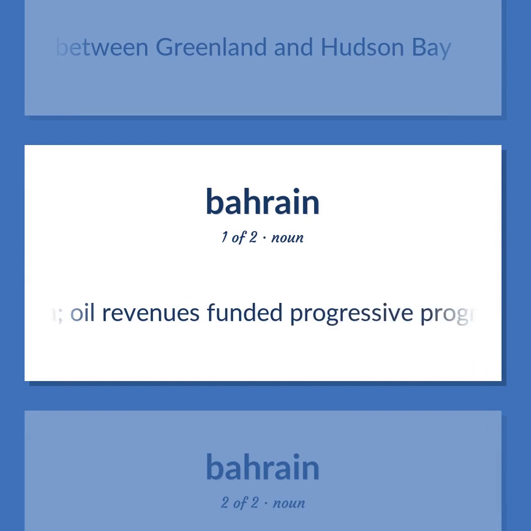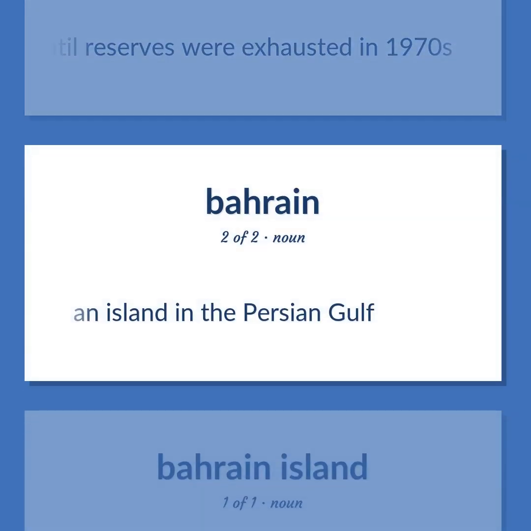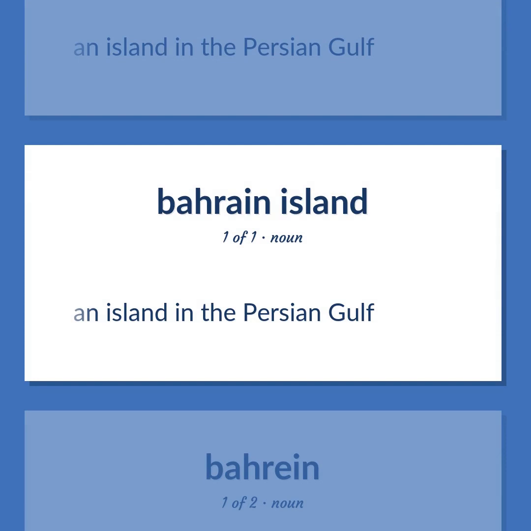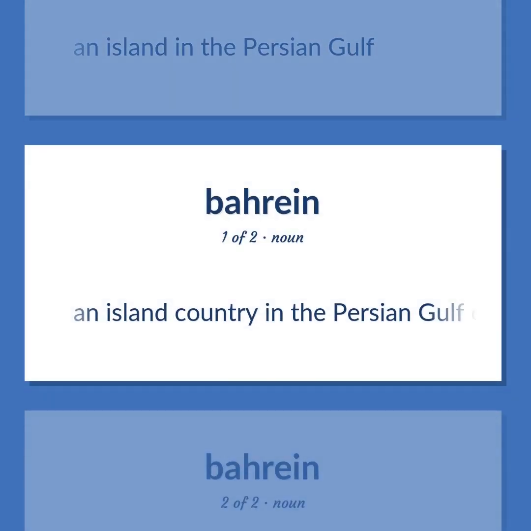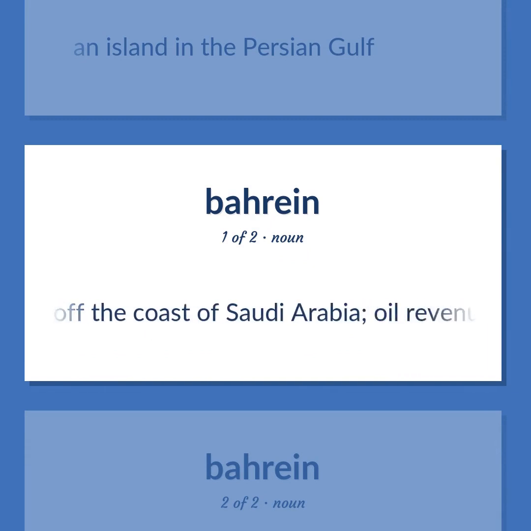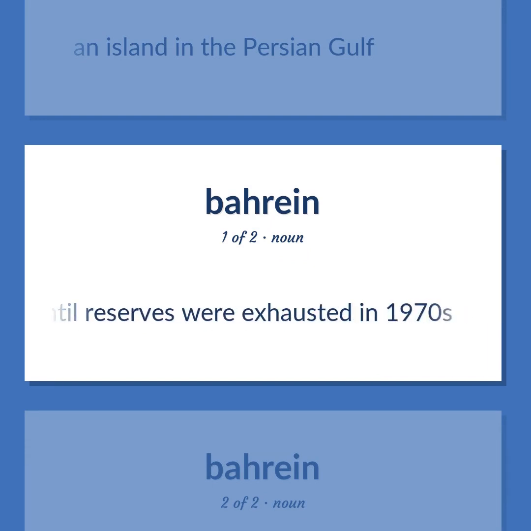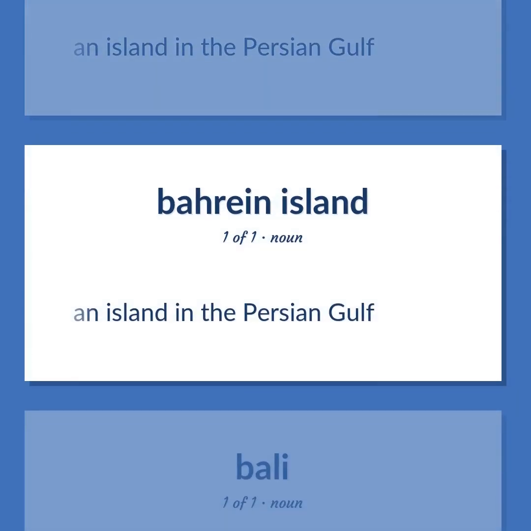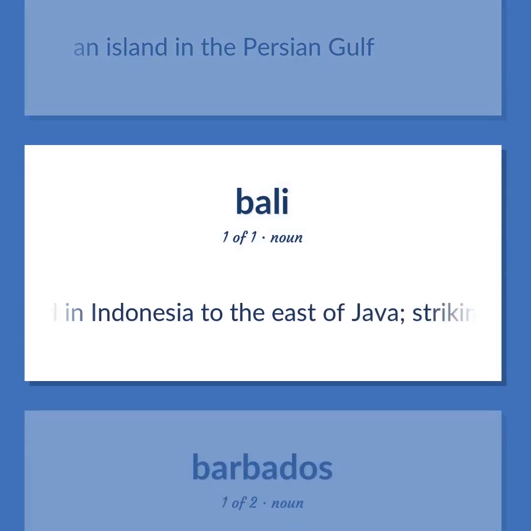Oil revenues funded progressive programs until reserves were exhausted in the 1970s. An island in the Persian Gulf. An island country in the Persian Gulf off the coast of Saudi Arabia. An island in Indonesia to the east of Java. Striking volcanic scenery. Culture is known for elaborate dances and rituals and for handicrafts.